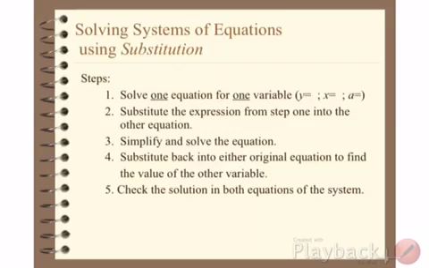The steps are: solve one equation for one variable. So you're either going to have y is equal to something, x is equal to something, or another variable is equal to something. Substitute the expression from step 1 into the other equation. Simplify and solve the equation, and then substitute back into either the original equation to find the value of the other variable, or the other equation, and then check the solution in both equations of the system. Okay, so we'll go through those steps one by one in the next example.